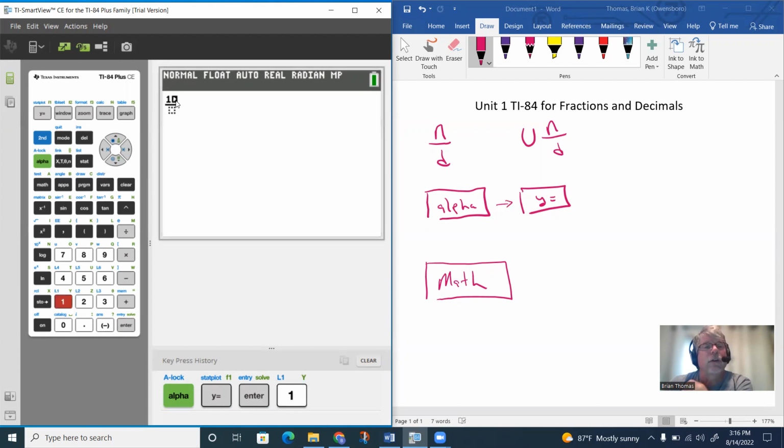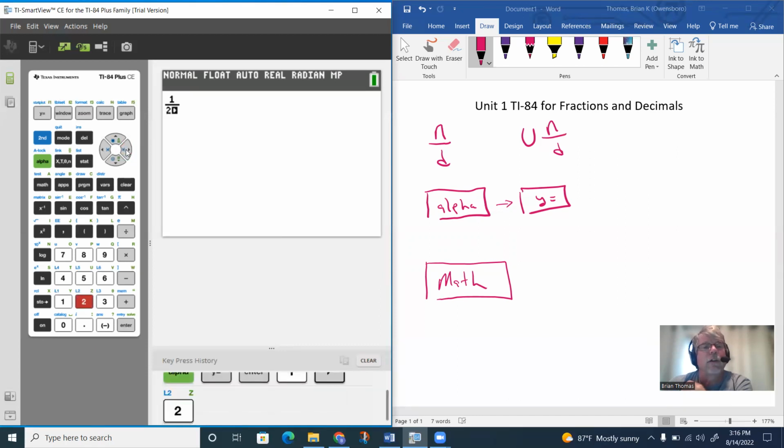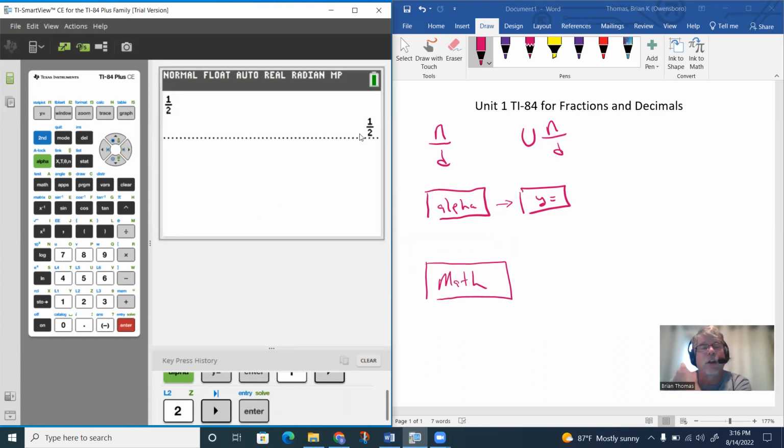Notice how it's got this arrow here. I can use the right arrow, and it'll move me down to the bottom and I type a 2 in. If I'm done typing, I can just hit enter. If I have more to type, then I hit the right arrow to bring it out. If I hit enter, notice how your calculator just writes down 1/2. It doesn't do anything with it.